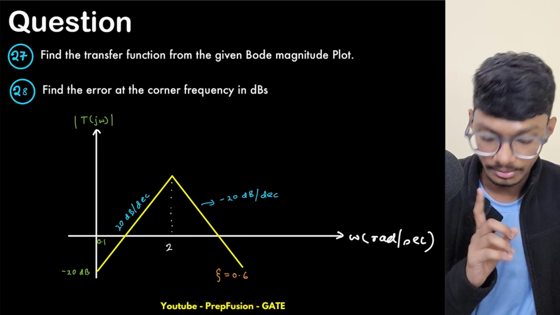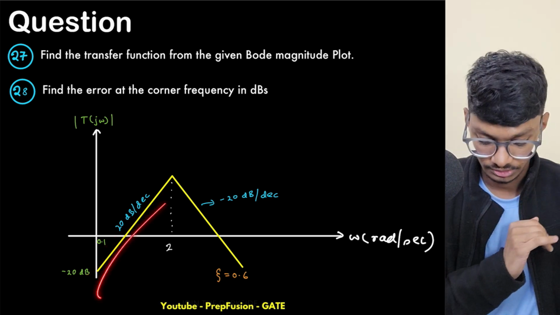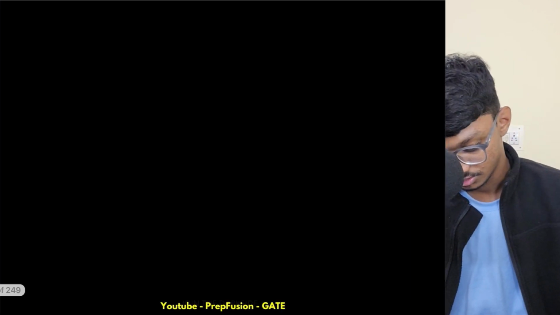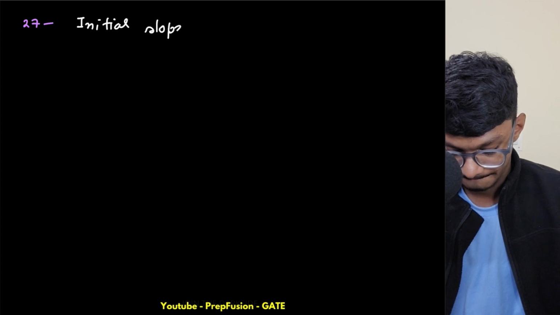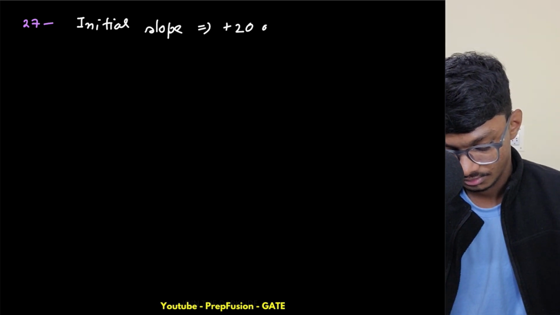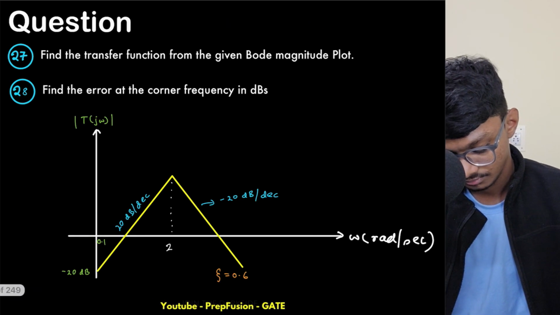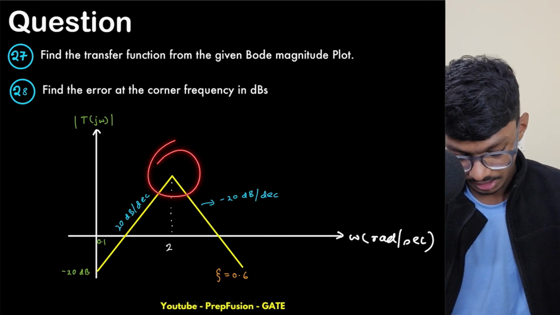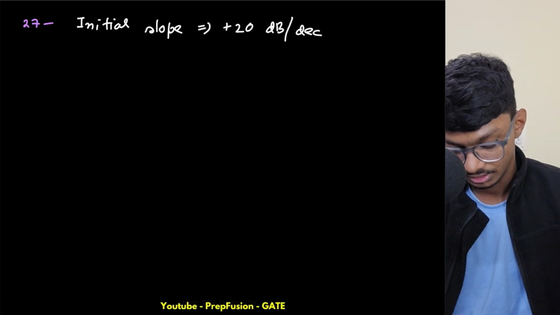But what other thing I'm noticing to find the transfer function? That's why I'm telling you all this: I have a 0 at the origin also. Initially my slope is plus 20 dB per decade. Okay, initial slope is plus 20 dB per decade, and after this corner frequency it becomes minus 20 dB per decade.